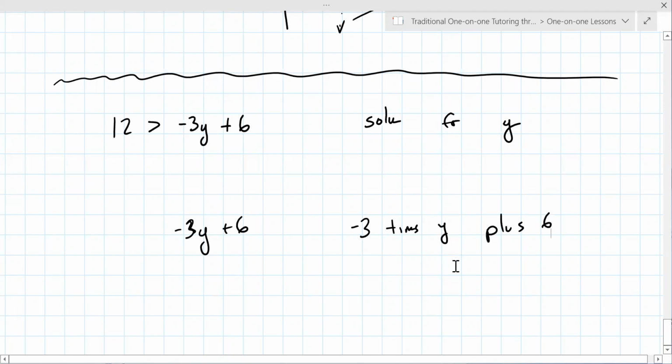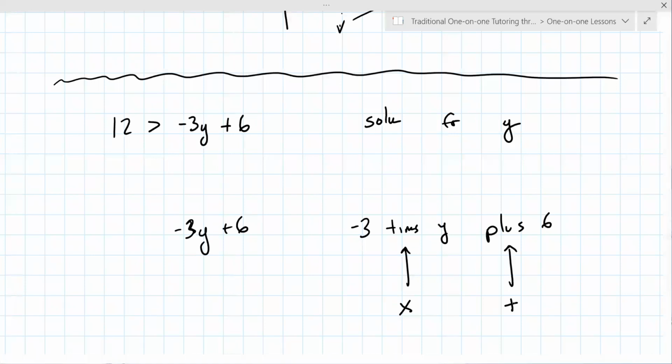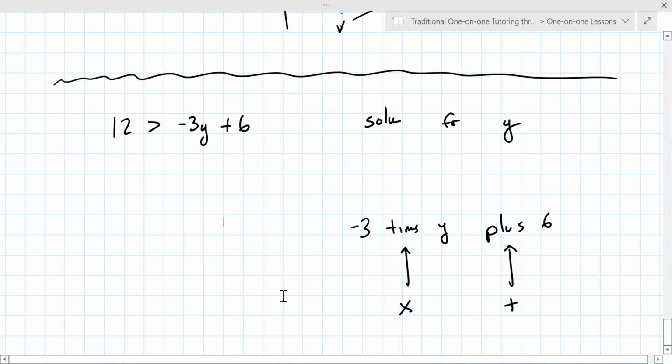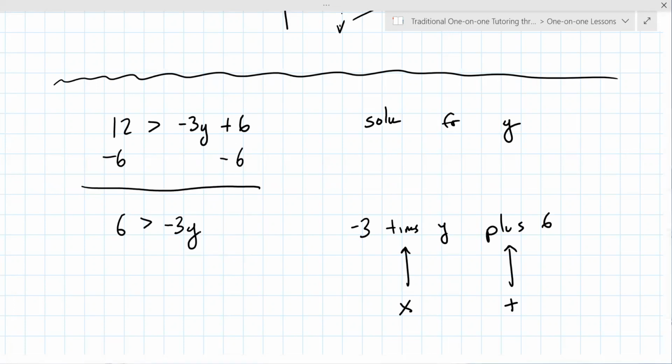helps you to identify the math operations. Times is multiply, plus is adding. Which do you undo first, addition or multiplication? Addition. Yeah, so we got to undo the addition by 6. Okay. And do you do that by subtracting 6 from both sides? Yeah. So we have 6 greater than negative 3y. And then you could divide by 3 or not negative 3. Yeah, negative 3.